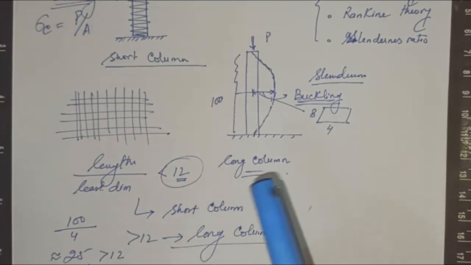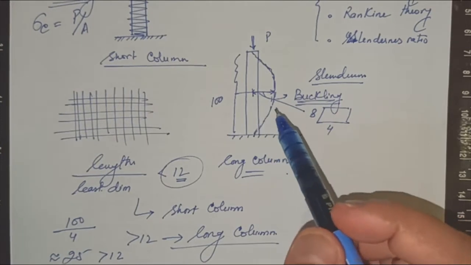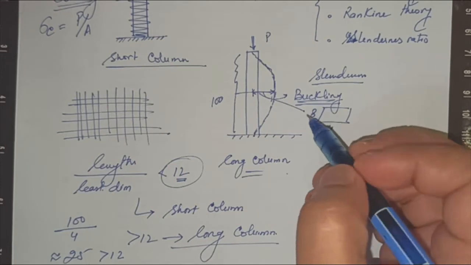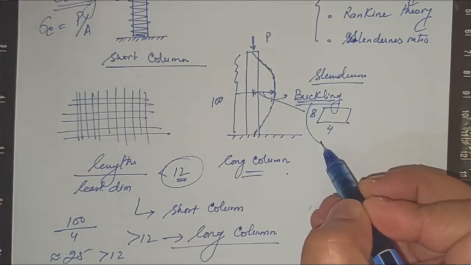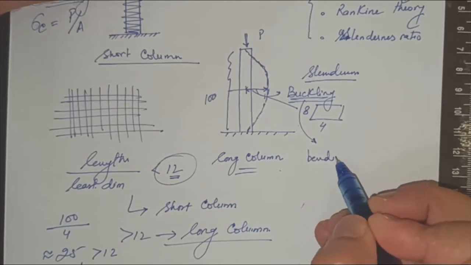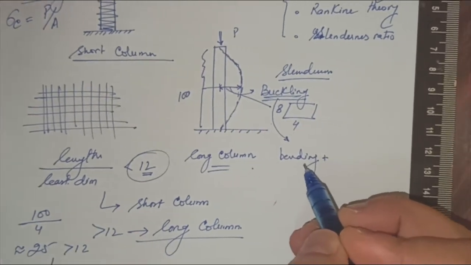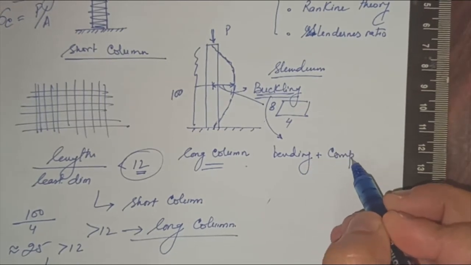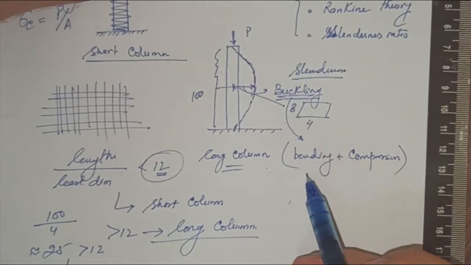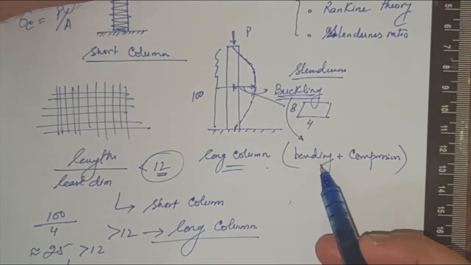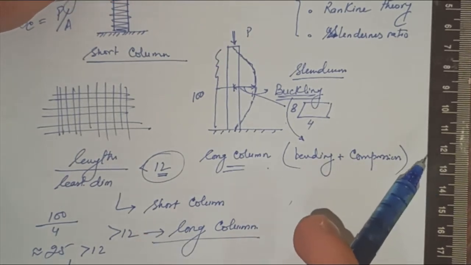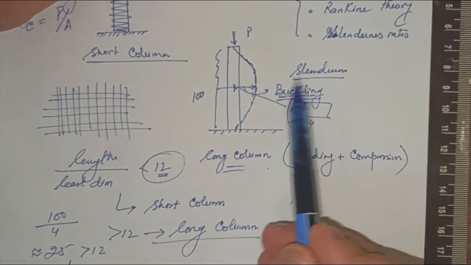It is one kind of phenomenon by which a column basically fails by a combination of two types of failure conditions: one condition is bending and another condition is compression. So during buckling, a structure fails by bending and compression. A combination of these two for a particular long column is known as buckling.